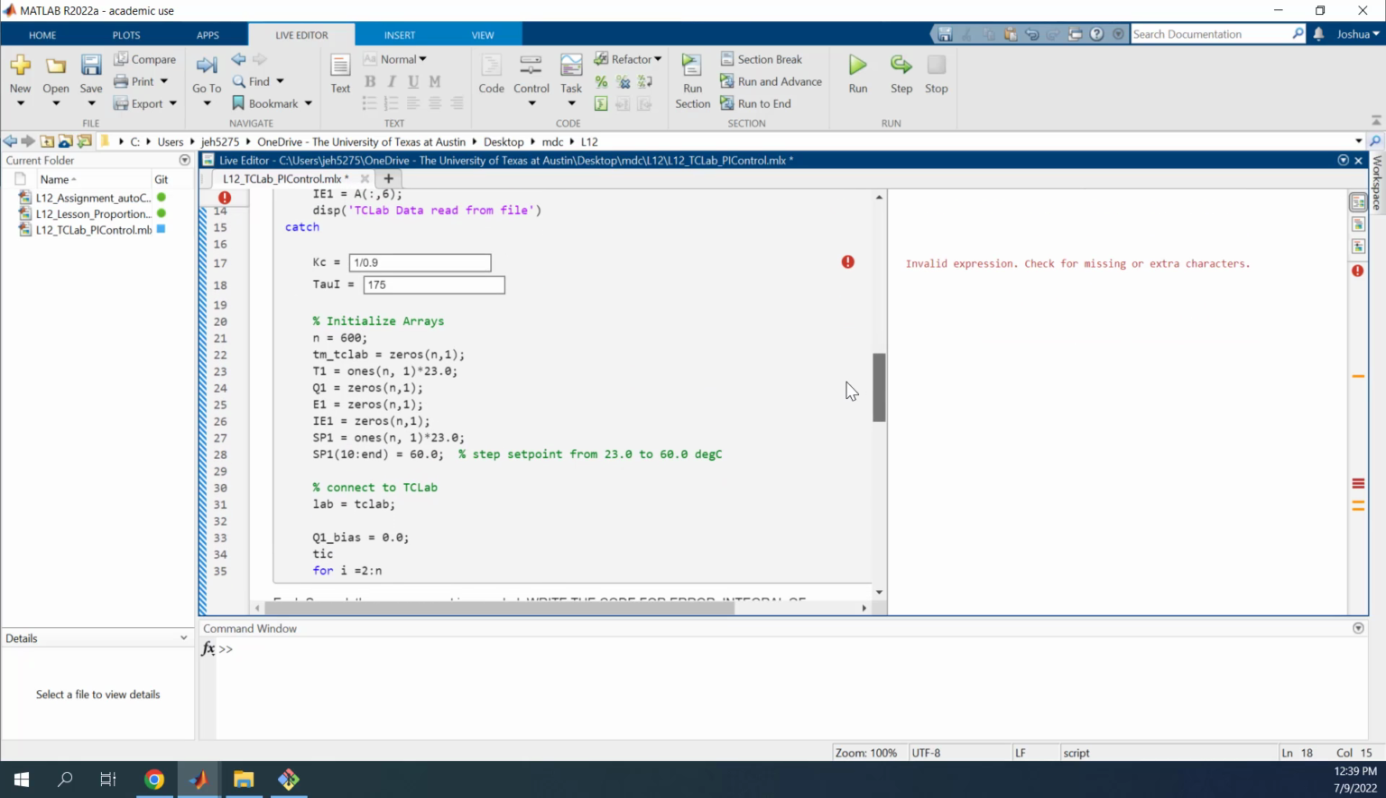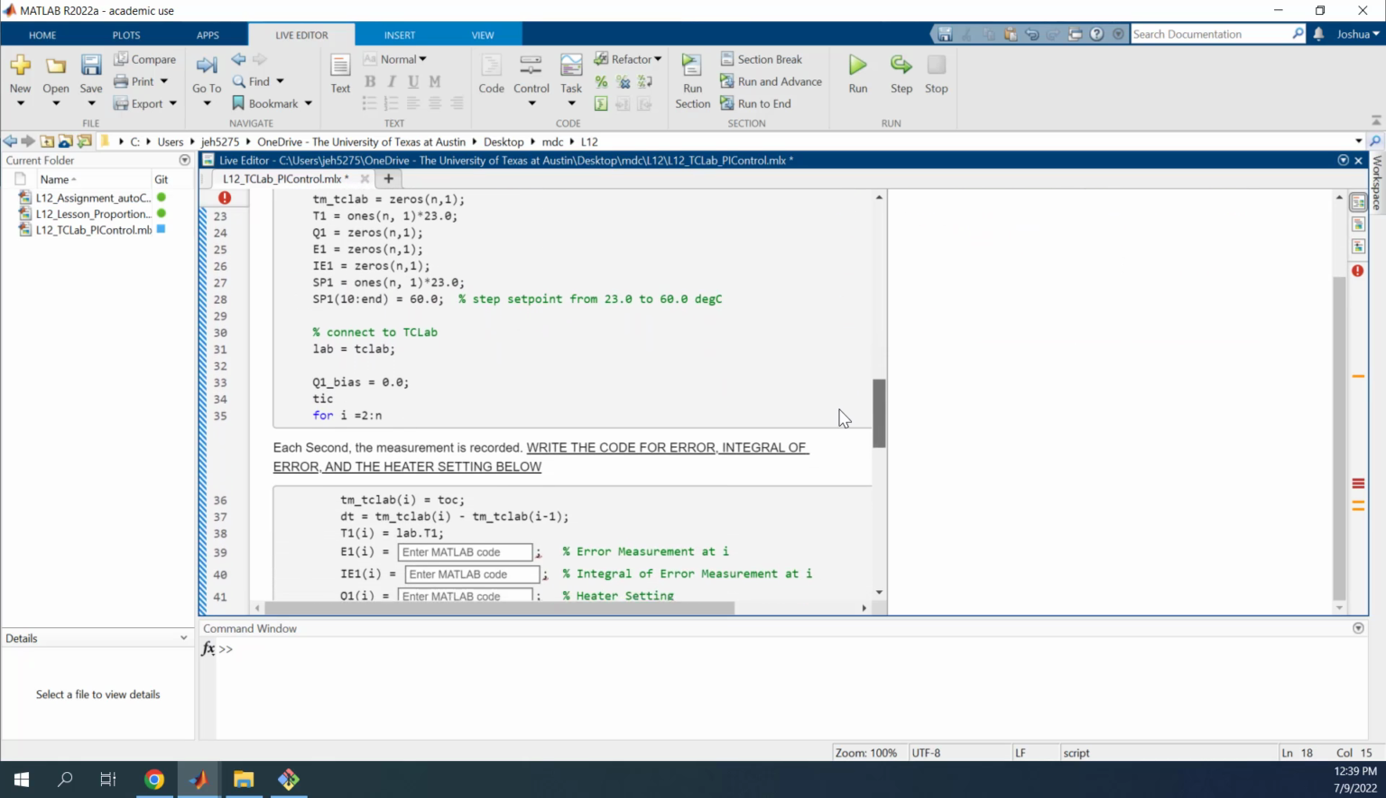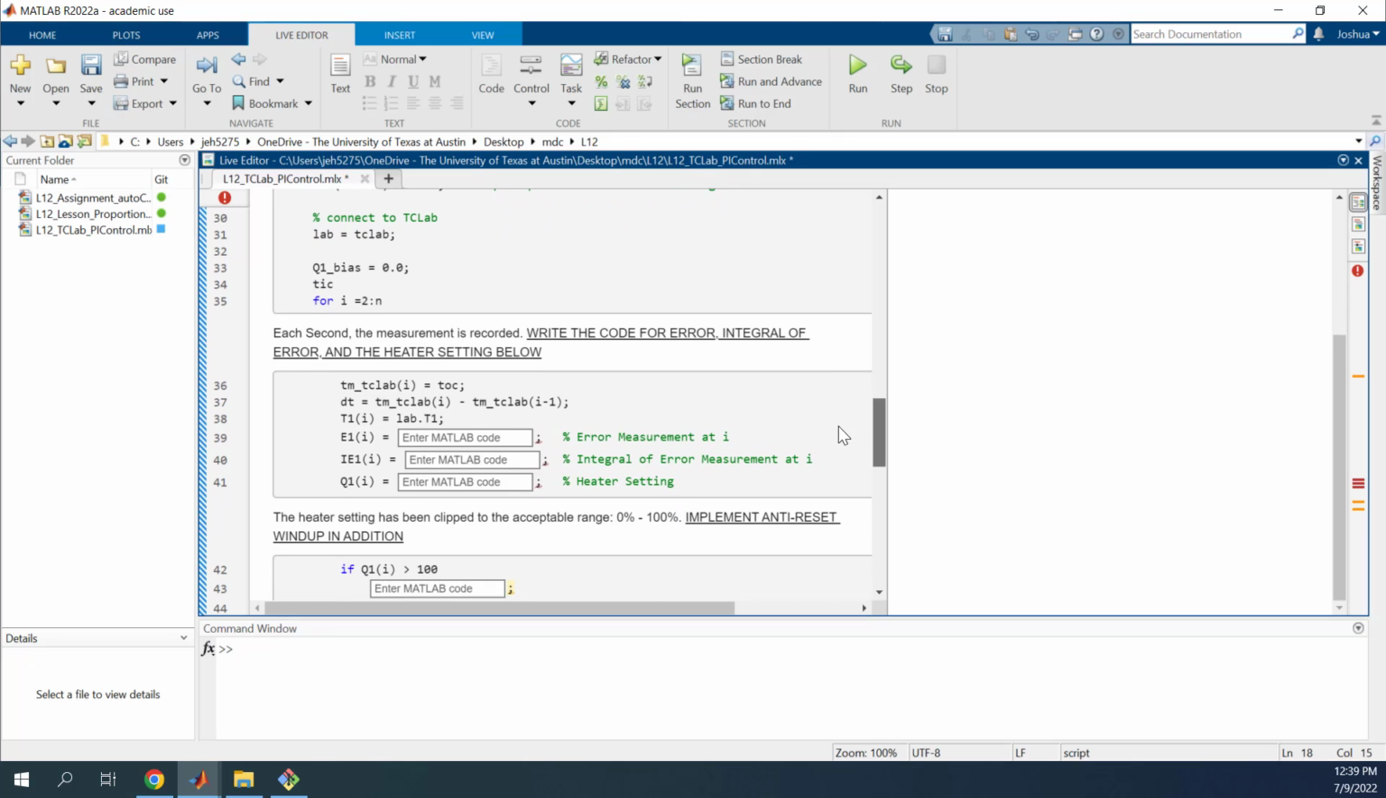So we've got our two constants now. We've initialized our arrays in the code. Let's go ahead and look at our control loop now. For each iteration, we're going to iterate through 600 times, and first it's going to take the time with this tick-tock. It's going to look at the difference in temperature and record the temperature. So first we want to gather what our error would be.